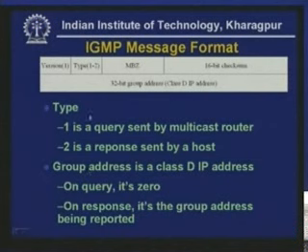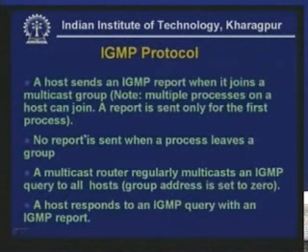There are various fields in the IGMP message format. There is a version, which is type maybe 1 or 2, version is usually 1, and then the 16-bit checksum and 32-bit group address. Type 1 is a query sent by a multicast router, and 2 is a response sent by a host. Group address is a class D IP address. On a query it is 0, on a response it is the group's address being reported.